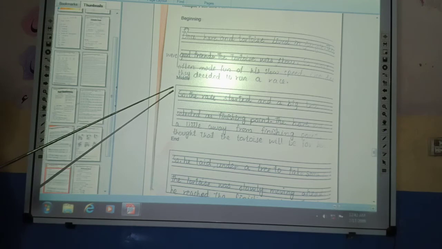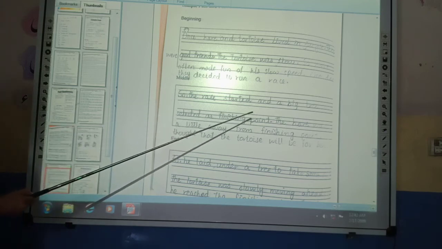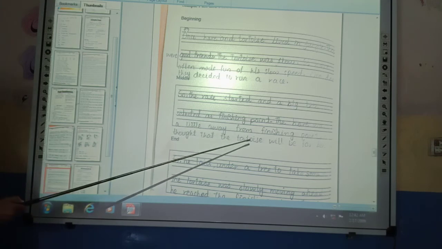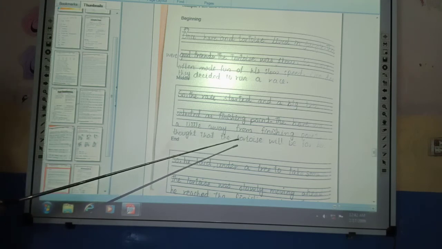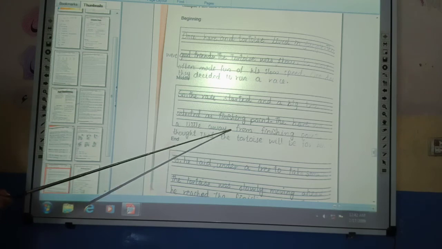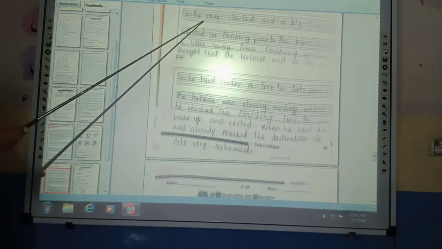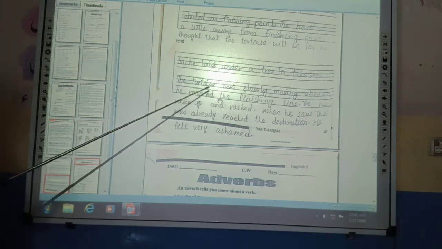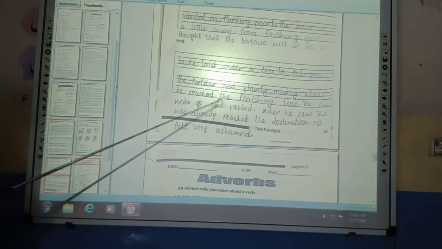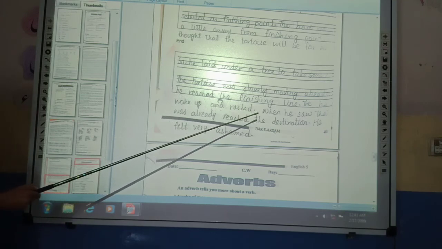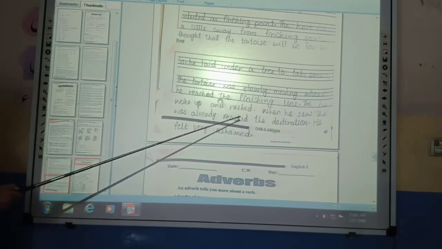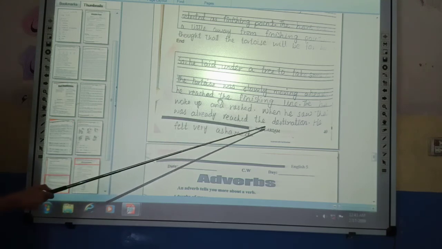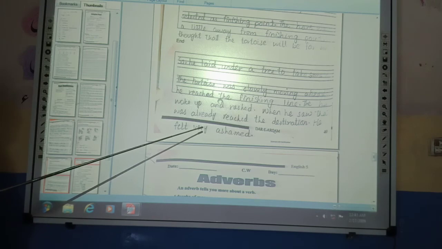What happened in the middle of the story? So the race started and a big tree was selected as a finishing point. The hare was a little away from finishing point, so he thought that the turtle will be very far behind. So he lay under a tree to take some rest. The turtle was slowly moving ahead. Soon he reached the finishing line. The hare woke up and rushed. When he saw that turtle had already reached the destination, he felt very ashamed.